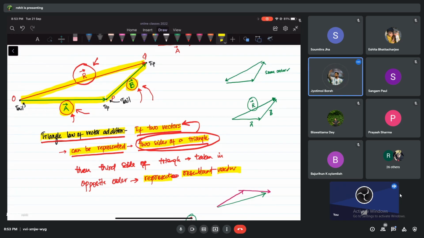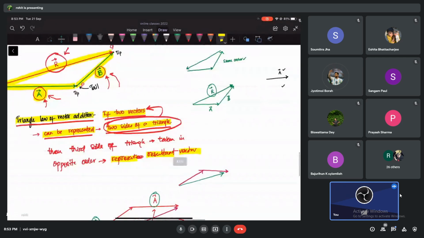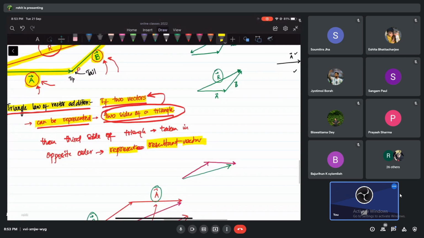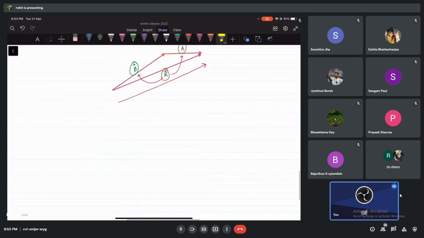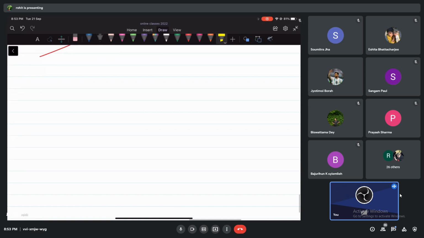Just complete a triangle out of these two vectors that you have. Using those two as sides of a triangle, the third side will represent your resultant vector. That is your triangle law, nothing much here. But check something now, and you have to understand this, this is our main idea here. Polygon law is also there. I will not speak about that right now, but let's do this one first.